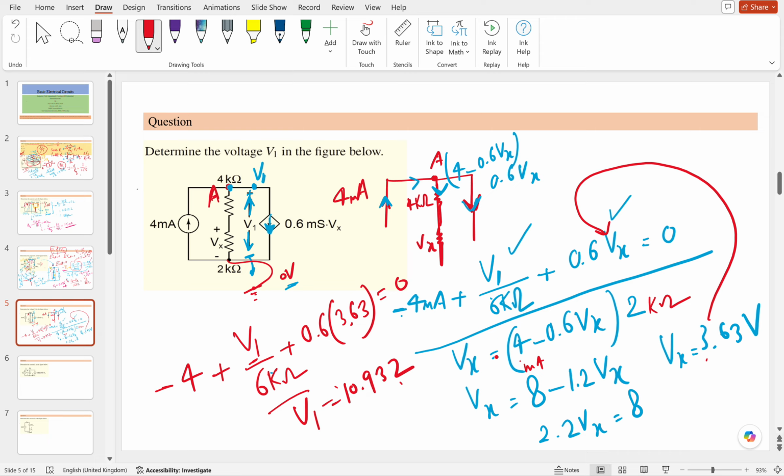Let's solve again for the verification. 4 minus 0.6 times Vx is the current, which multiplied by 2 gives Vx. So 4 minus 0.6 Vx, times 2: 8 minus 1.2 Vx equals Vx, so 2.2 Vx is equal to 8. 8 divided by 2.2 comes out to be 3.63. Then we put it into the equation, 0.6 times 3.63 minus 4, multiplied by 6, and it comes out to be 10.9, nearly equal to 11 volt.